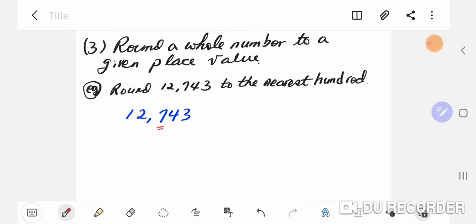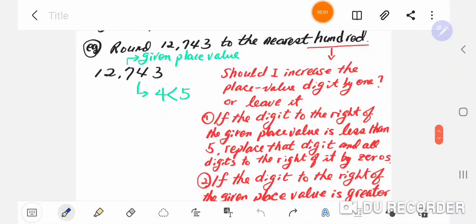So we will decide whether we will leave this 100, the number 100, as it is, or increase it by 1. So always check the number next to it. When we round this number to the nearest 100, 100 is the place value, so the place value for this 100 is 7. So we will decide whether we're going to increase this number by 1 or just leave it and change the other digits after this 7 to zeros.